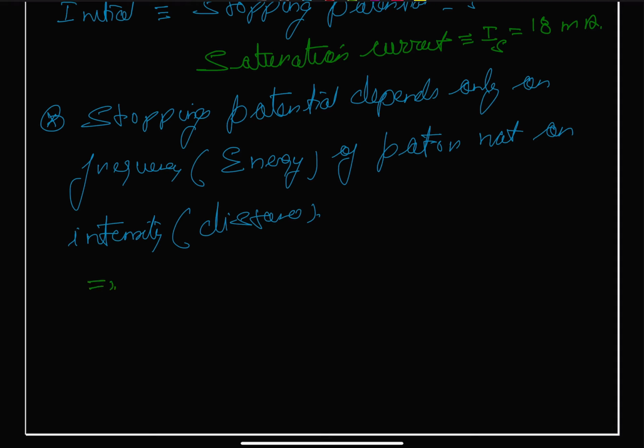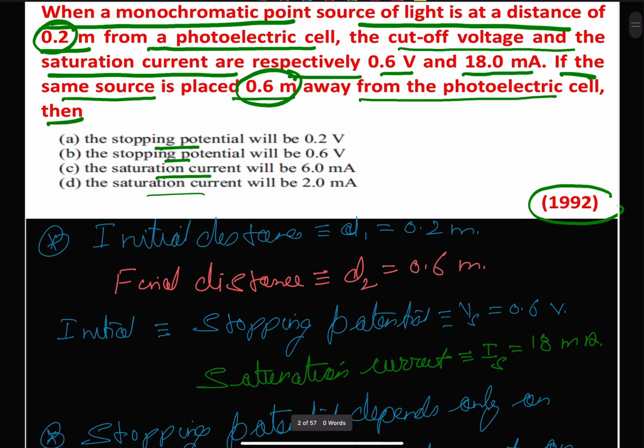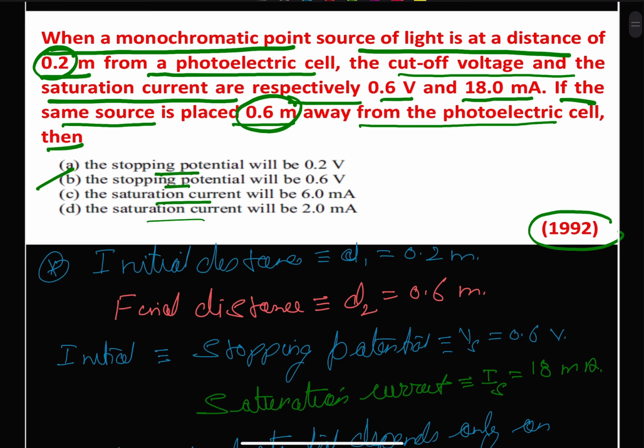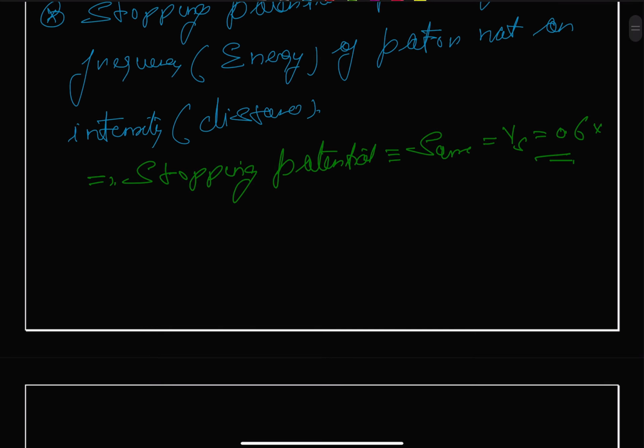So we can say our stopping potential will be the same, that is our Vs, 0.4 volt. So therefore option number B is correct.